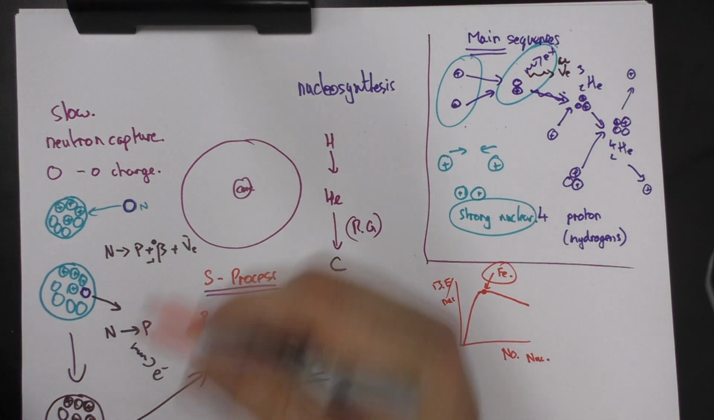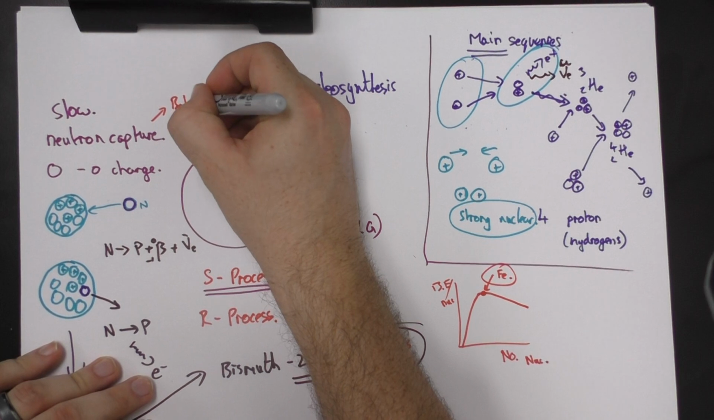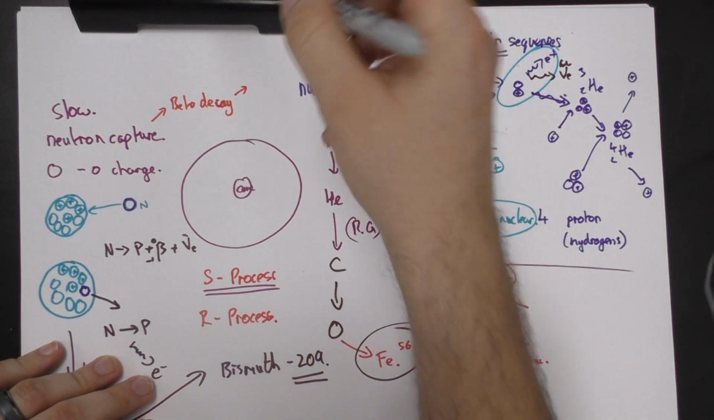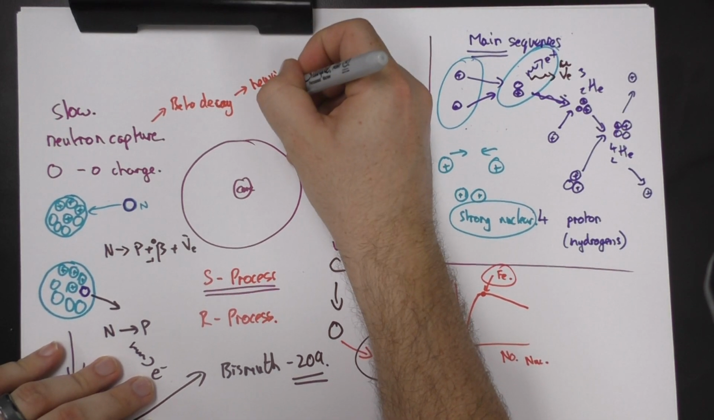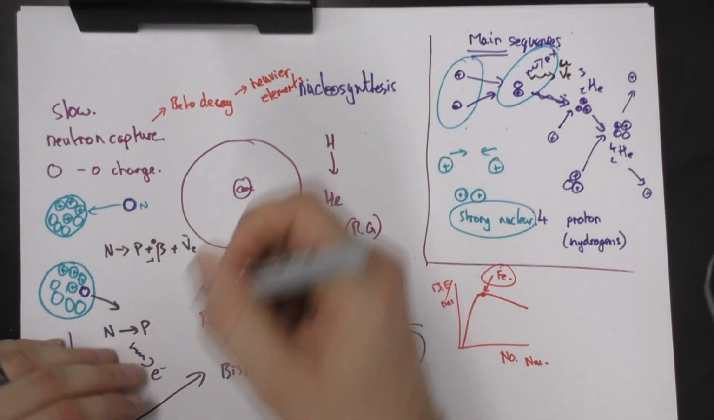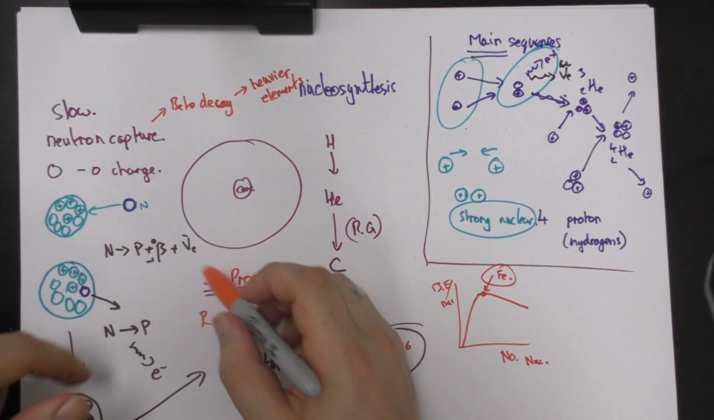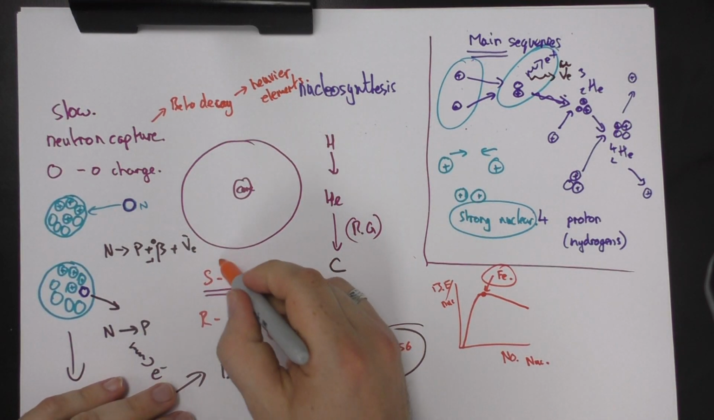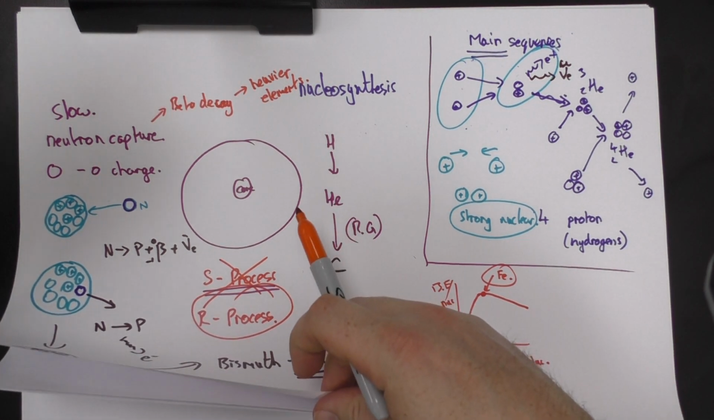So just to sum up that process, neutron capture leads to beta decay, which leads to heavier elements. Okay, so in that circumstance, we can create heavier elements. But obviously, we've talked about the S process now. Now we should talk about the R process. I'm going to use a new page to do that, though.